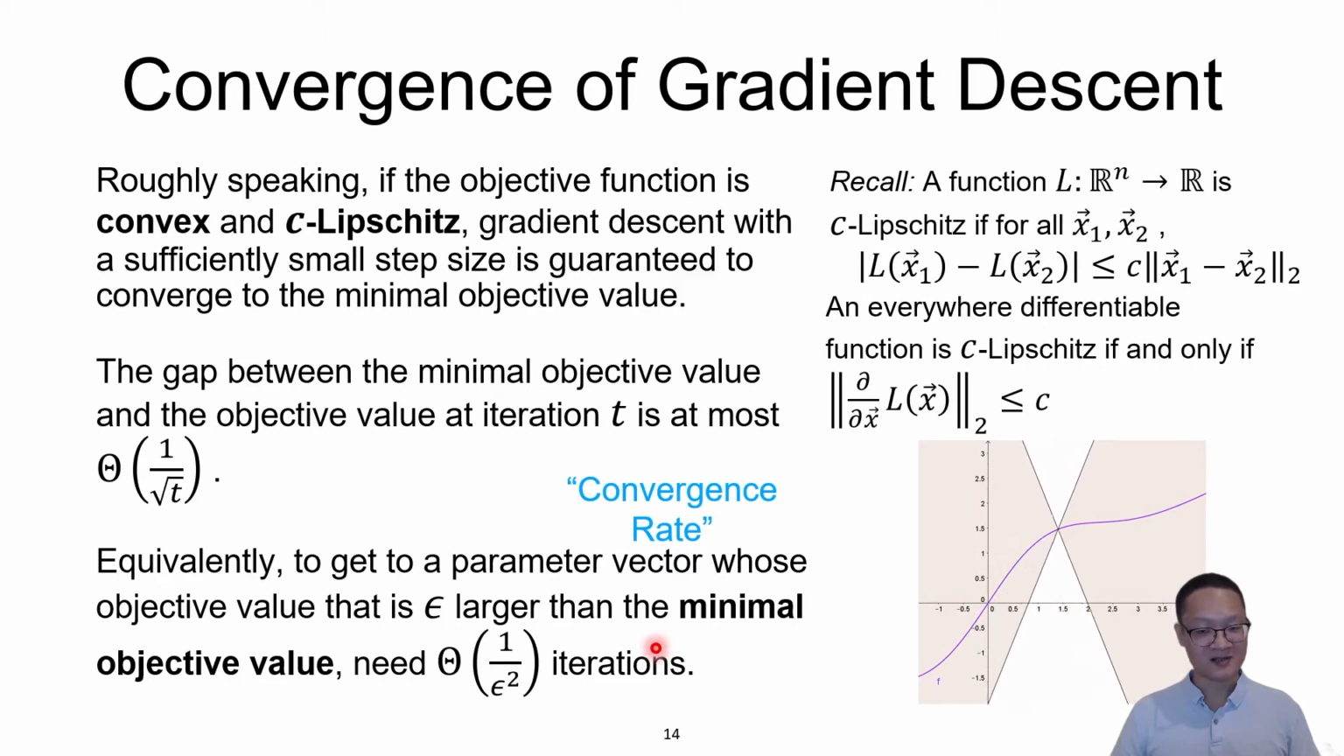So it turns out that there are some theoretical guarantees of convergence for gradient descent. Roughly speaking, if the objective function, that's the L function, is convex and C-Lipschitz, then gradient descent with a small enough step size is actually guaranteed to converge to the minimal objective value.